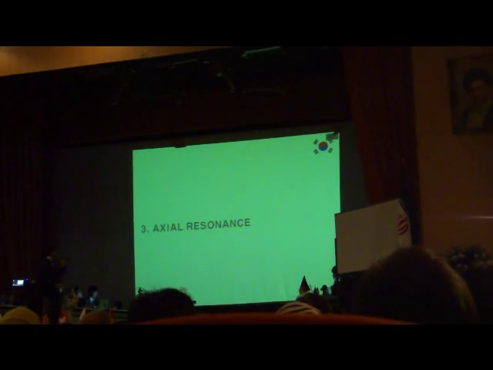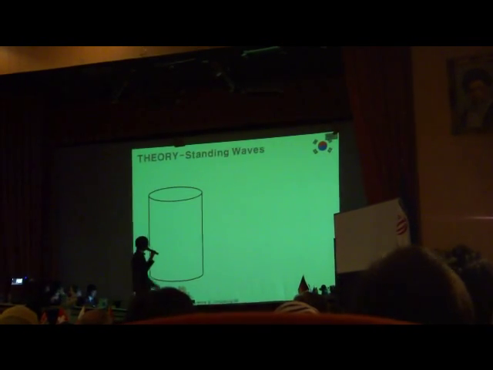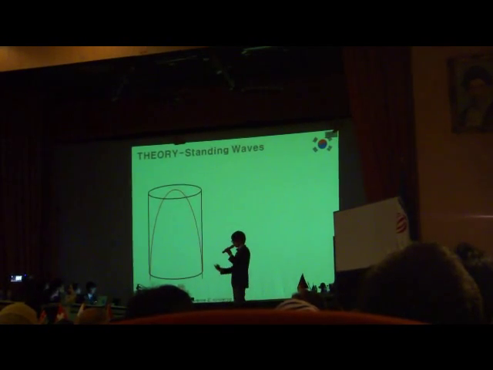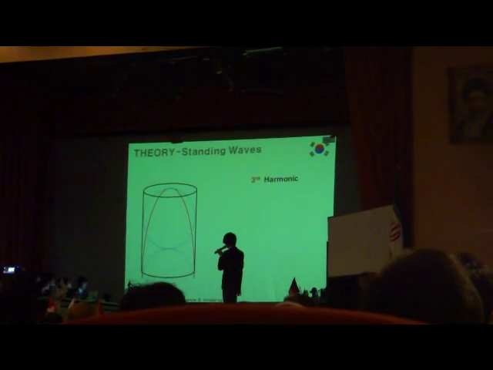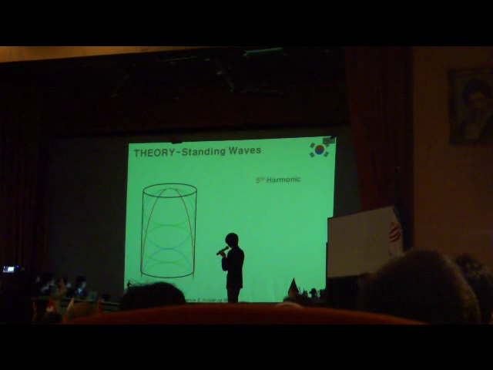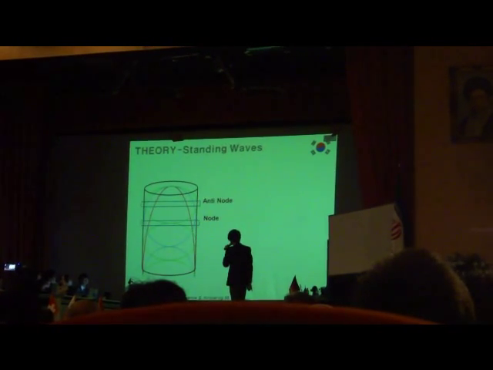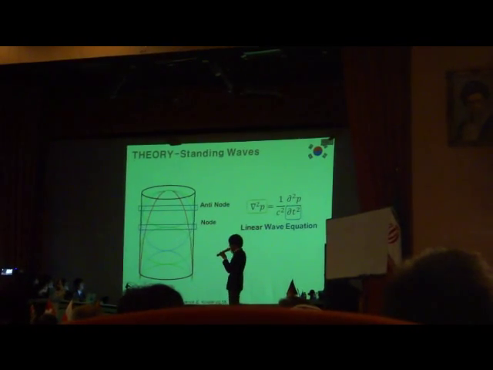So thirdly, let's take a look at the case of axial resonance and the Z direction. If we take a look at a cylindrical cavity like so, and find the mode solutions of standing waves, they form fundamental frequencies and third harmonics, and also fifth harmonics. Now, to find a solution to how these frequencies are formed, we start with a basic wave equation like so, and a Helmholtz equation for a linear case.